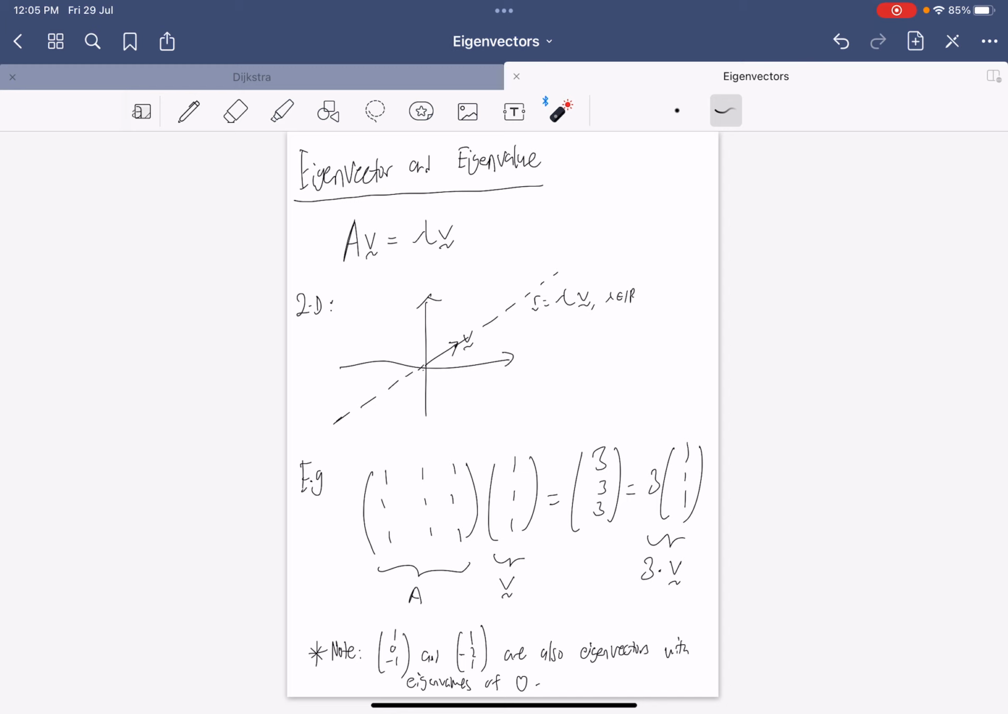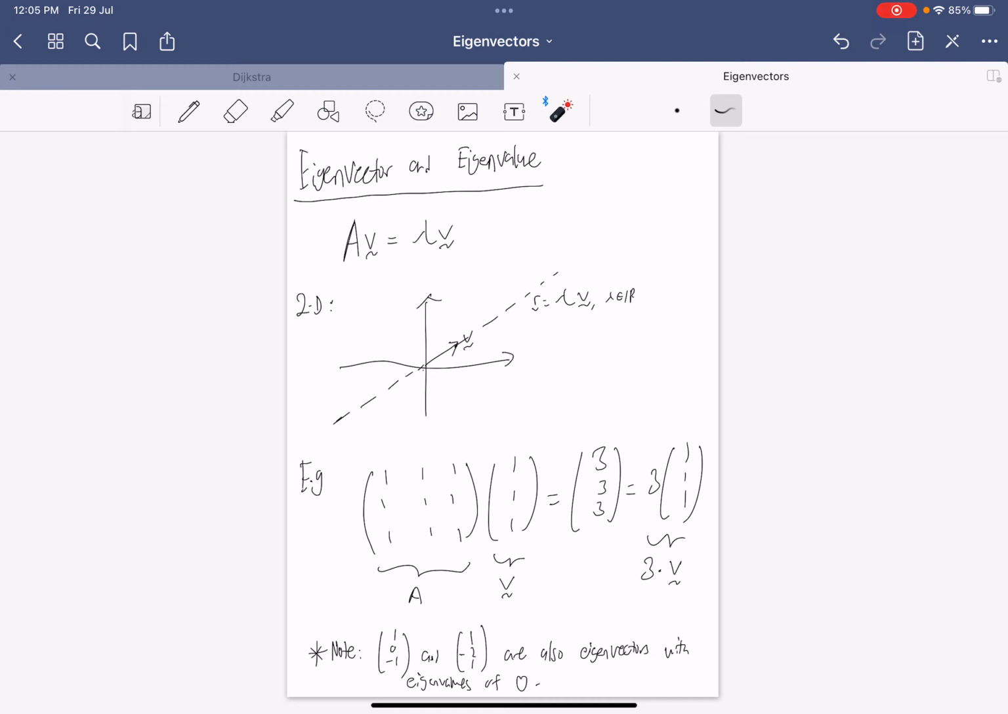This equation means that when you multiply the vector V by the matrix A, it results in a linear combination of V. What does this mean in graphical terms? Let's think about it in 2D. It means you have a vector V, and when you apply A, this vector stays on the span of V. So it stays on this line, whether it changes direction or increases in length.